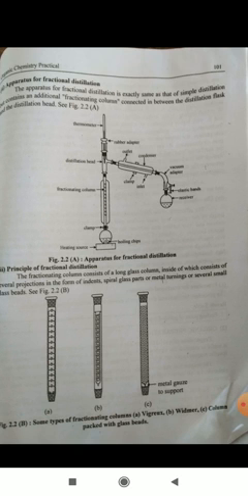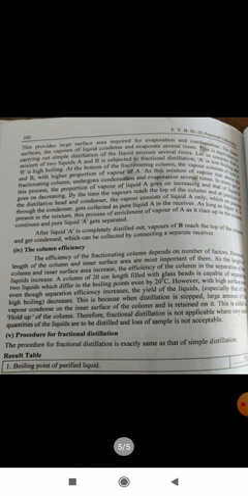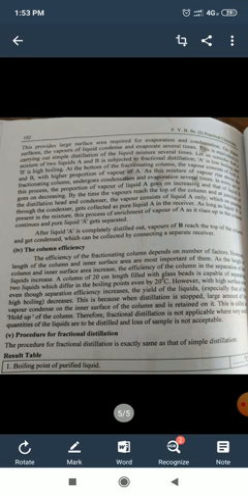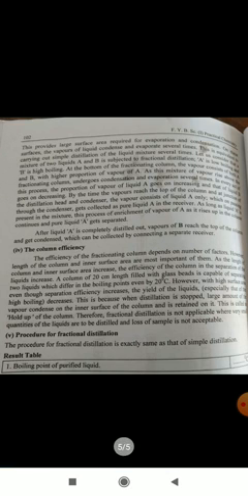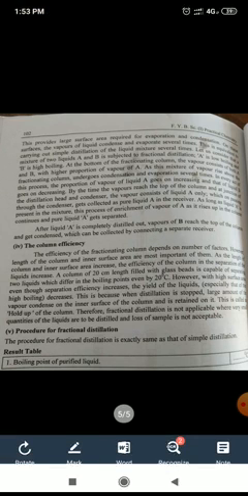The fractionating column consists of a long glass column. Next is the column efficiency. The procedure of fractional distillation is exactly the same as simple distillation, and the result table records the boiling point of the purified liquid, volatile and non-volatile. This is the purification technique. Thank you for watching.